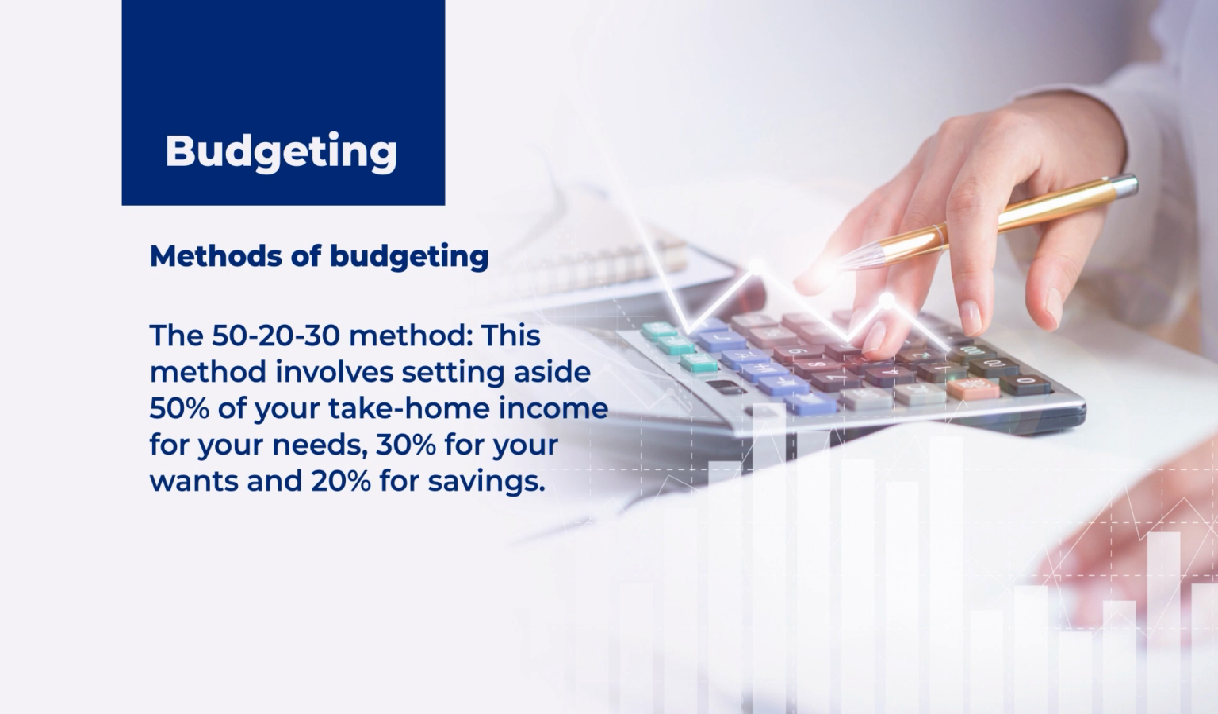30% for your wants. Mark, there's a difference between needs and wants. Wants are basically unlimited. So keep that difference in mind. Needs are essential, wants are not essential. And 20% for savings. So this way you have clearly divided your post-tax earnings, how you are going to spend it.